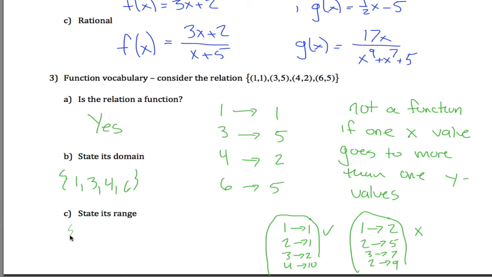What about the range? Range is all the y's. So the y's I have 1, 5, 2. I already said 5. Usually you write them ascendingly. Say the range is 1, 2, 5. The range here would be 1, 2, 10. The range here would be 2, 5, 7, 9. Domain is all the x's, range is all the y's.